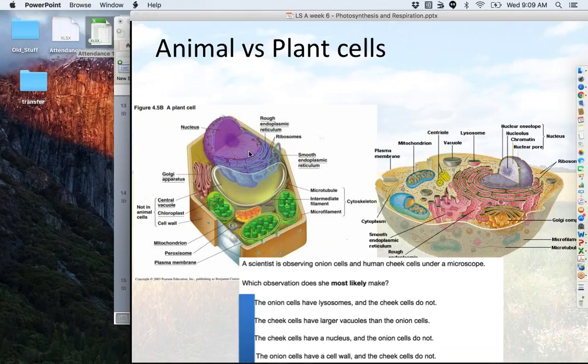Cell walls, yes sir. Well, they both have nuclei. They both have nuclei. That's the difference between prokaryotic and eukaryotic. But plant and animals are both eukaryotic, which means they both have nuclei or nucleuses. But cell walls is one of the main differences. You can actually see them kind of listed down here.